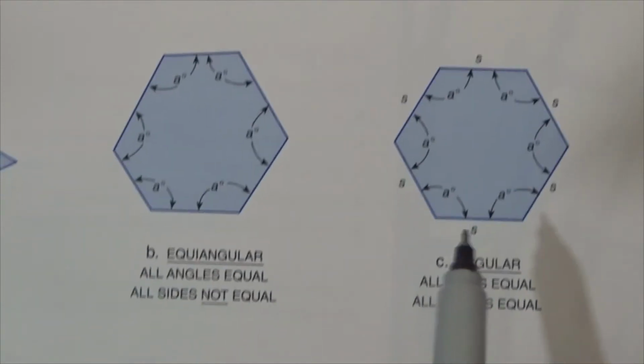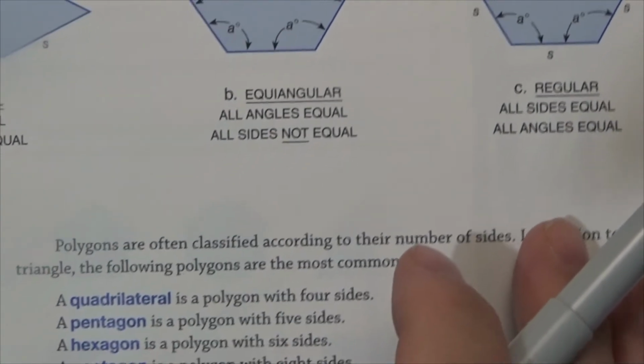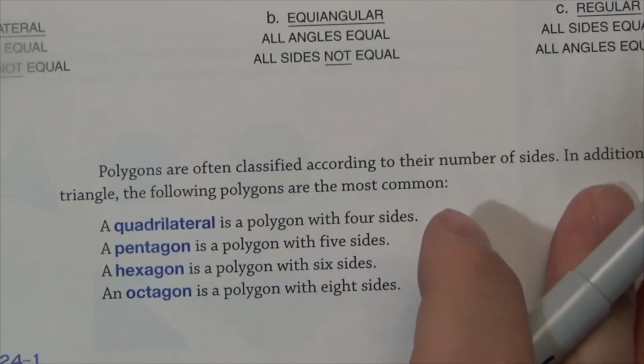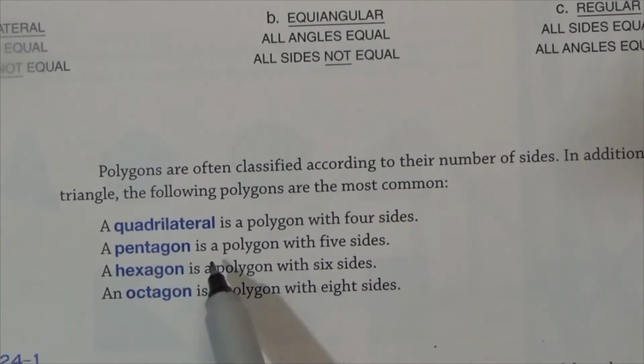All right? So we have different names. Some of them are right here. A quadrilateral is quad, meaning 4. So this is a polygon with 4 sides. A pentagon is one with 5 sides. A hexagon is one with 6 sides. An octagon is a polygon with 8 sides. So an octagon, that would be a stop sign.